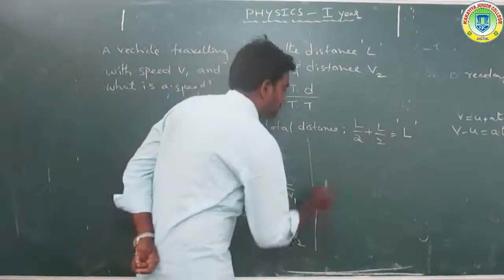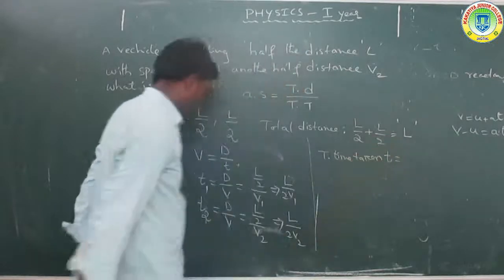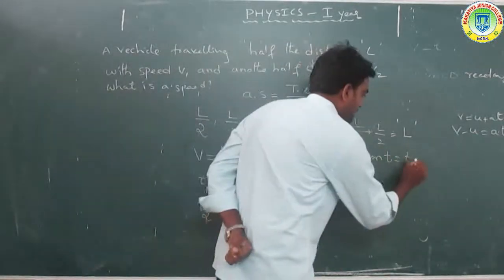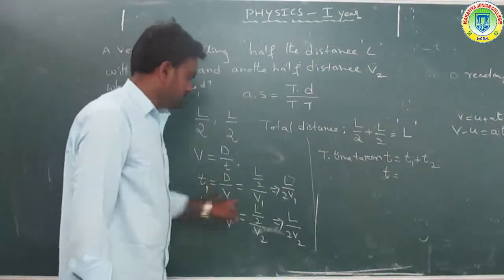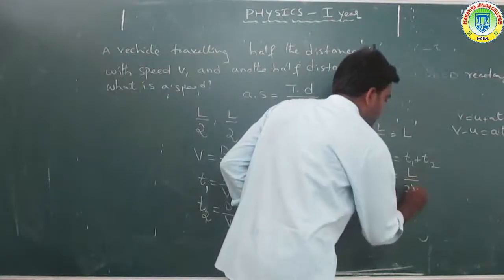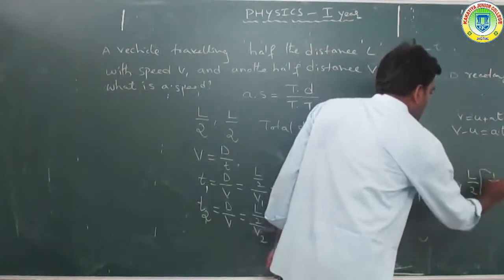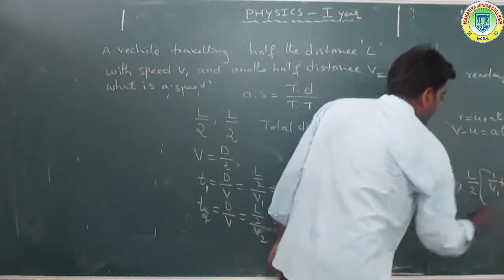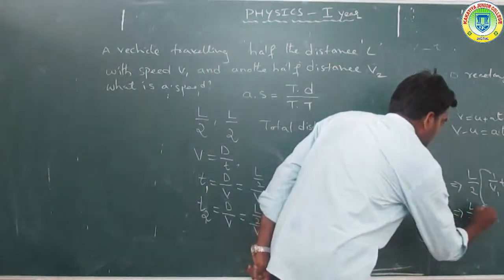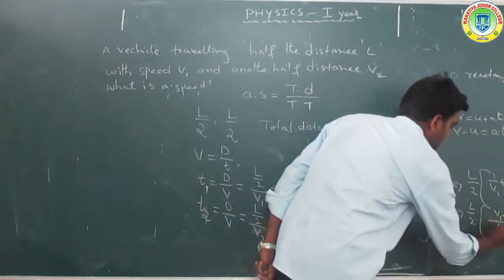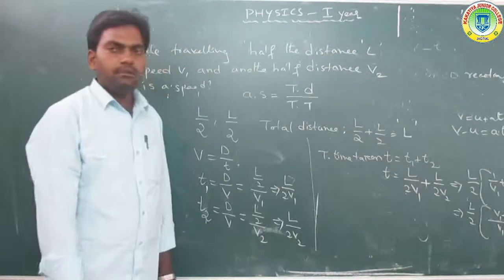Now find the total time taken. T is equal to t1 plus t2, so T equals L by 2v1 plus L by 2v2. Taking L by 2 common, we get L by 2 into 1 by v1 plus 1 by v2. Taking the LCM, we get L by 2 into v1 plus v2 by v1 into v2.